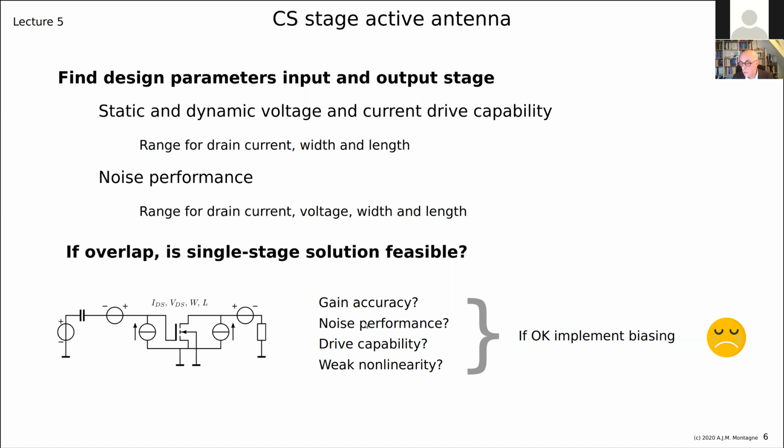Is the noise okay? Can it drive the load for the antenna? And is the nonlinearity okay? And if it is all okay, then we have our amplifier. But as you see, we are only in lecture 5 and we have 17 lectures. Probably it will not be okay. We need to do some extra.